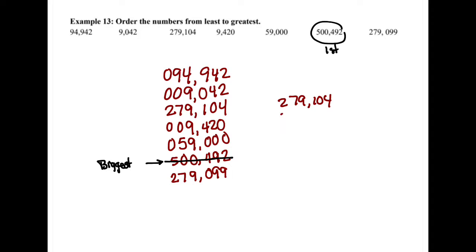So one of them is going to be second and one of them is going to be third, and we just need to figure out which. Okay, 2's are the same, 7's are the same, 9's are the same. There's the first ones that aren't, and 1 is bigger than 0, so this one is bigger than the bottom one. Okay, so that means this one is going to be second and this one is going to be third. So the 279104 is second and the 279099 is third.